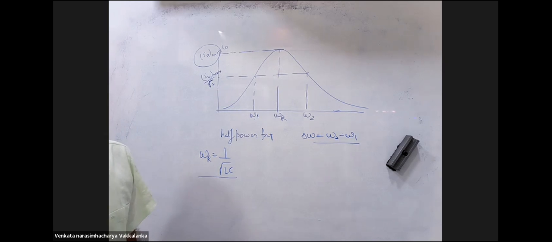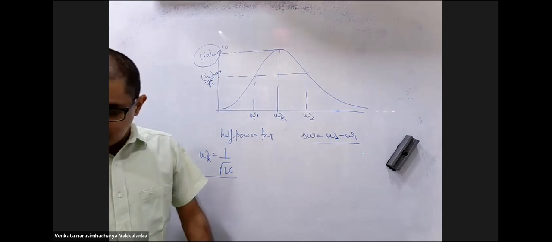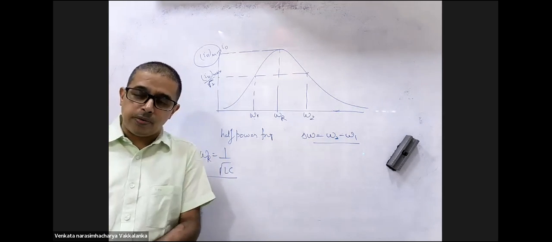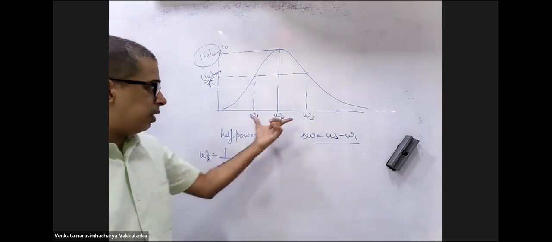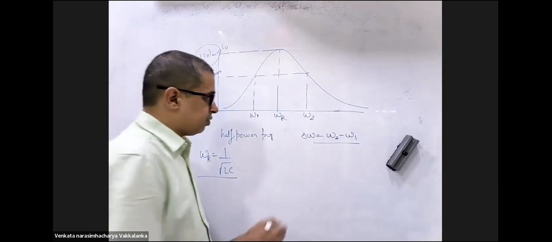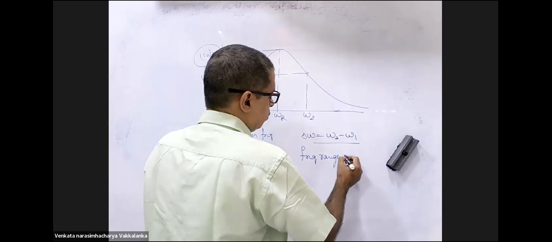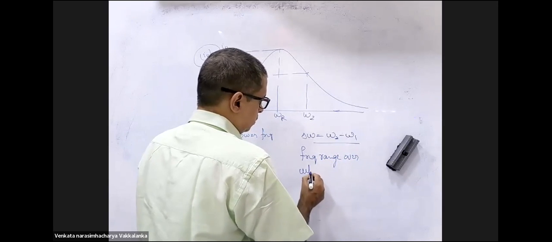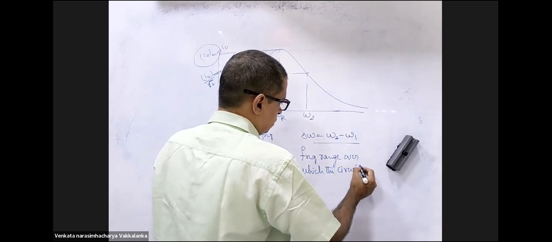One more definition, repeater. So what was the bandwidth definition to write? Frequency range over which the circuit operates. Okay. Frequency range over which the circuit operates.